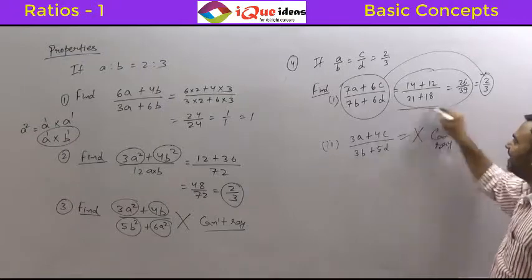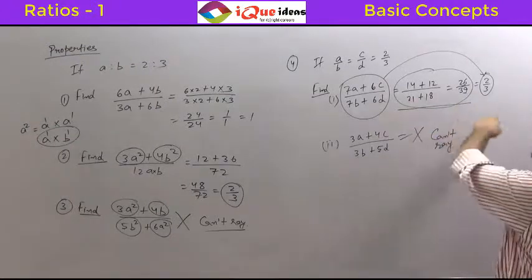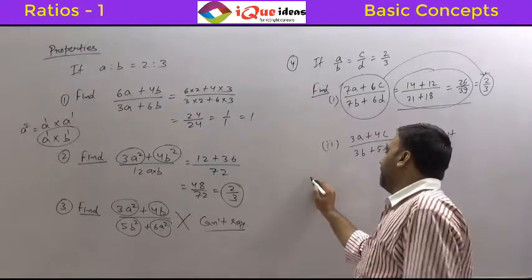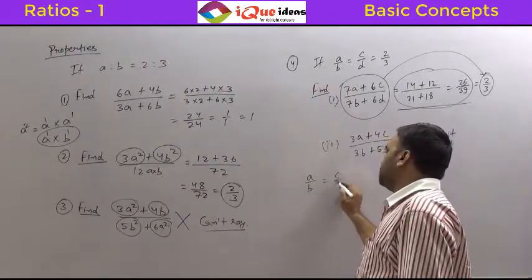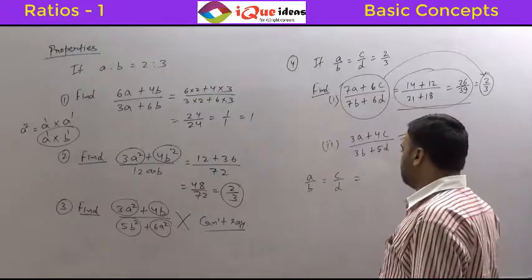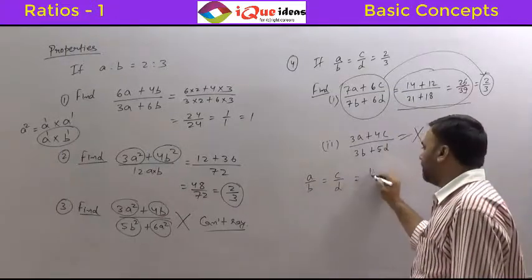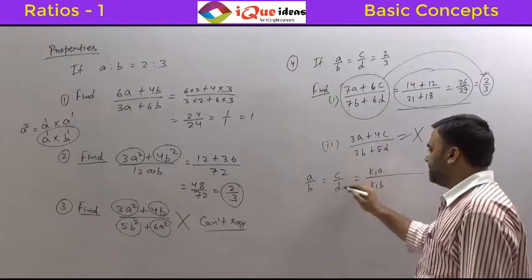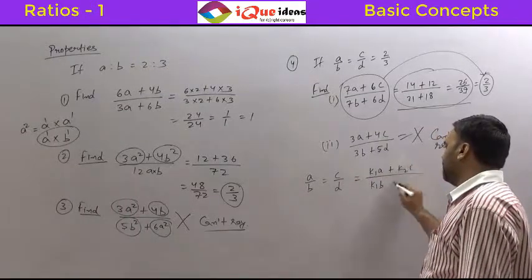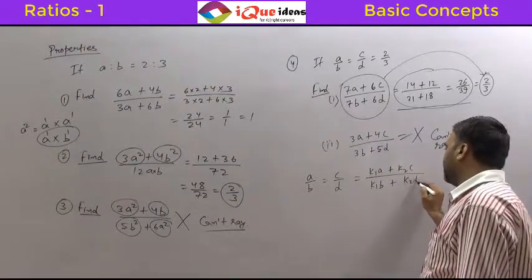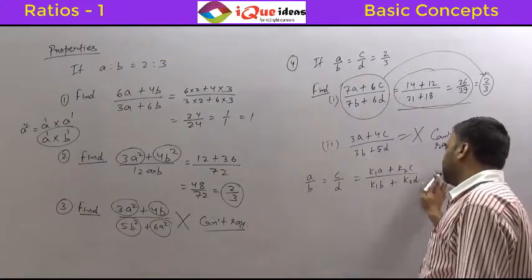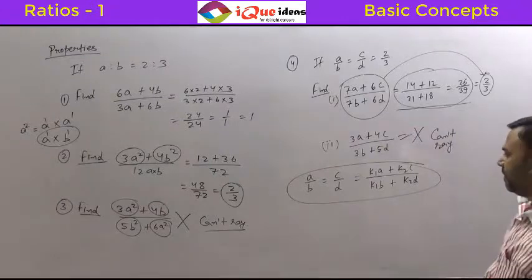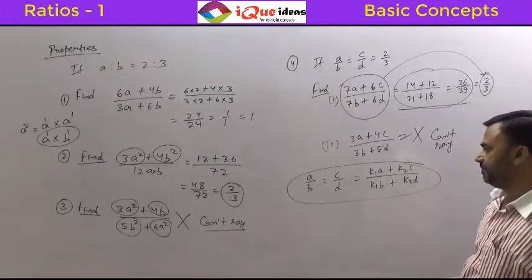Okay, so we don't even need to do this calculation. We simply say the value is the same. What does it mean? It means a by b is equal to c by d. Then let's say we multiply a and b by k1, so k1a, k1b, and we multiply c and d by k2, so k2c, k2d. As long as this continues like this, the ratio will remain the same as the original ratios. This is how it is.